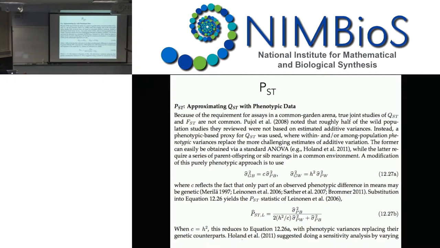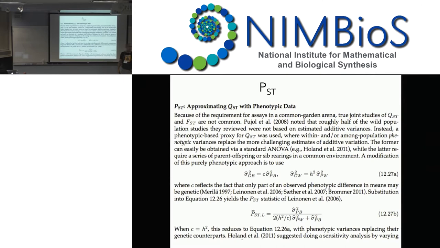So because of the requirements of a common garden assay, true studies of QST versus FST are not common. In this review paper, roughly half the wild populations weren't based upon additive variation. They used these phenotypic proxies. So be aware that when you see a QST paper, it very often may be a PST paper, and that makes it even less reliable. The bottom line, which is kind of the overview, is QST-FST is rather popular. As I'll mention at the very end, it's got some interesting features if you do it well, but very often it's not done well. So be hesitant here.